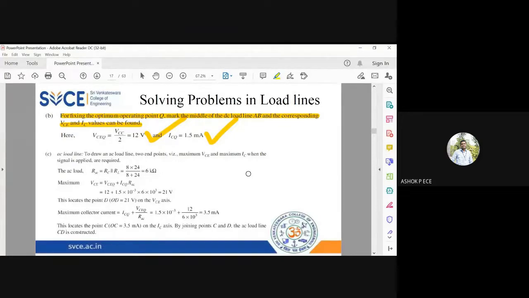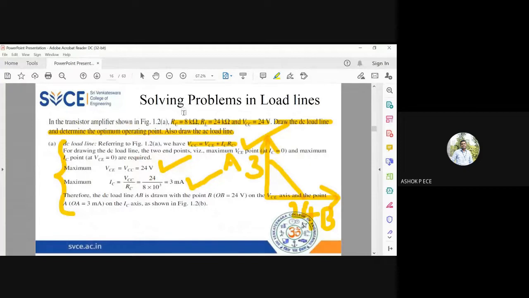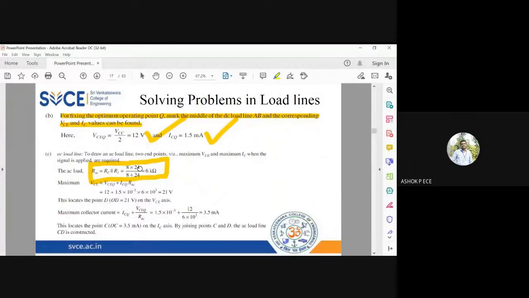So now after finishing this AC load line, I'll show you how to simulate the same in software, and you will see how the answers are going to be the same. Okay. So for the AC load line, one extra thing you have to find is the AC resistance. And the formula for AC resistance, I told you, is RC parallel to RL. RC is given as 8K in the problem. RL is given as 24K in the problem. Do the parallel combination of 8 and 24K. So it is 8 into 24 by 8 plus 24. So you get RAC as 6 kilo ohms.